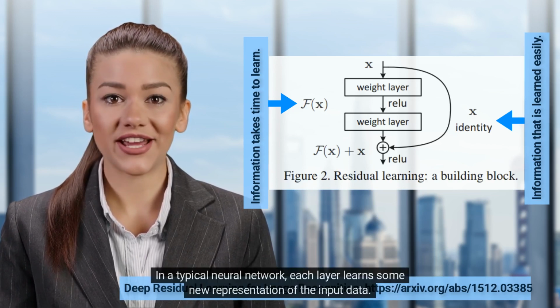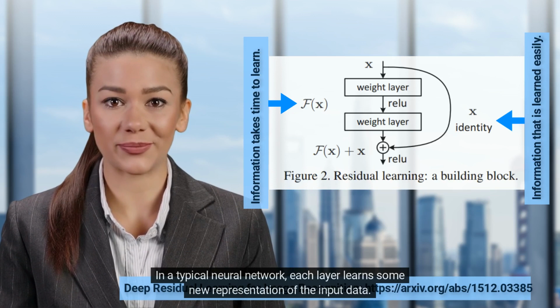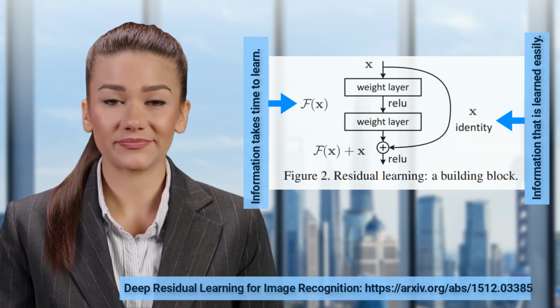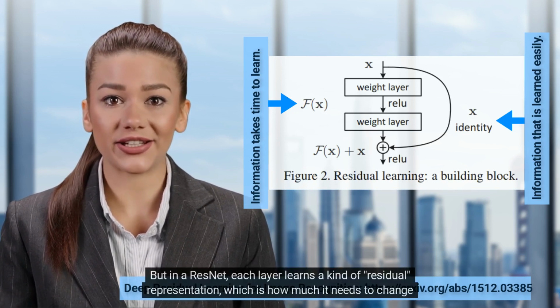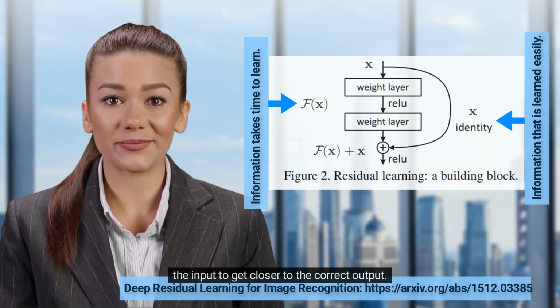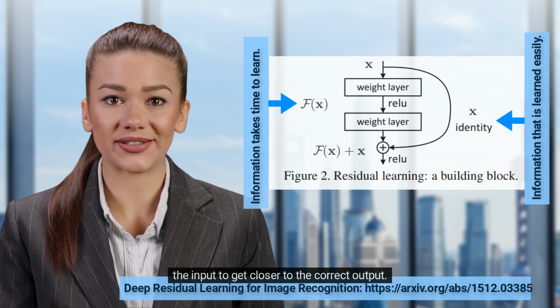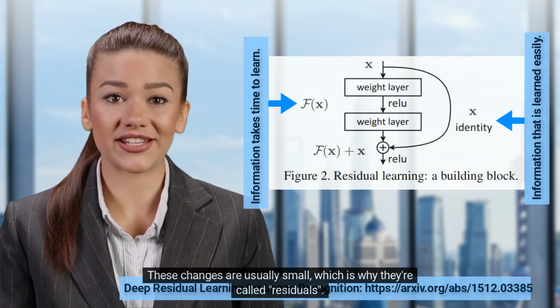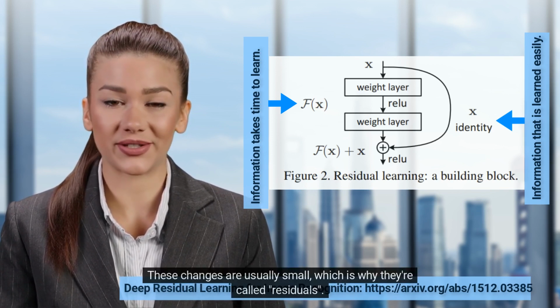In a typical neural network, each layer learns some new representation of the input data. But in a ResNet, each layer learns a kind of residual representation, which is how much it needs to change the input to get closer to the correct output. These changes are usually small, which is why they're called residuals.